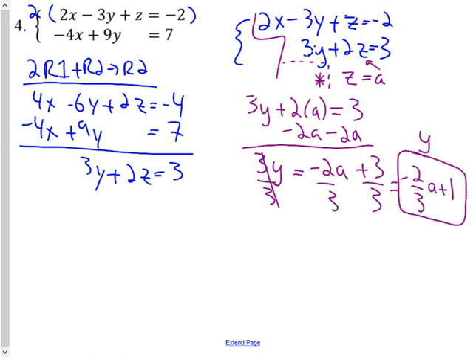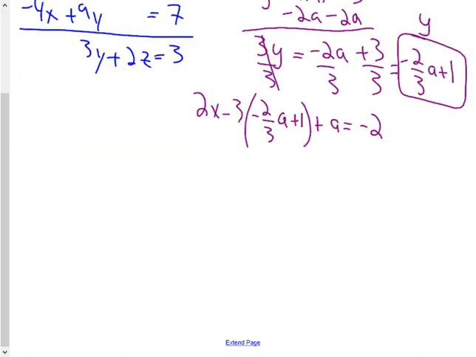One more time to solve for x. 2x minus 3 times what we just solved, negative 2/3 a plus 1, plus z, which again is a, equals minus 2. And now solving this one, don't forget to distribute correctly. Negative 3 times negative 2/3 is positive. The 3's cancel and we just get 2. Right? So if you just multiply the top, 6 over 3 gives you 2. So that's 2a minus 3 plus a equals minus 2.